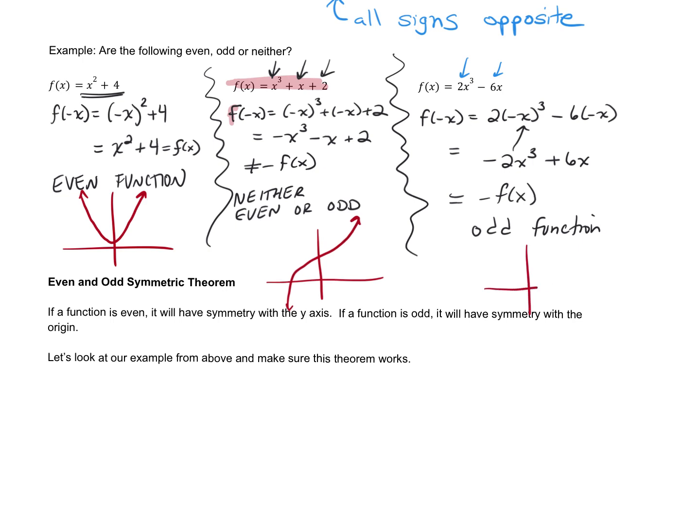This one is 2x cubed minus 6x, so it's going to look something like this, if I'm not mistaken. If you rotate it around the origin, it does have symmetry with the origin. And remember, if it's odd, it has symmetry with the origin. And if it's even, it has symmetry with the y-axis. So that's kind of a cool theorem. So if you do the algebra for even and odd, you can always check it by looking at its graph. So just a little bit about some of these graph theories. We will, of course, work on some more of these in class on section 1.4.